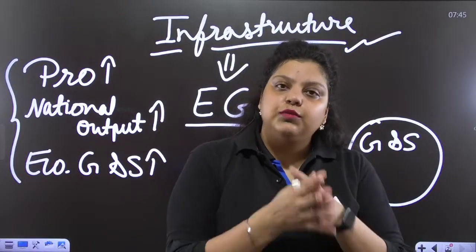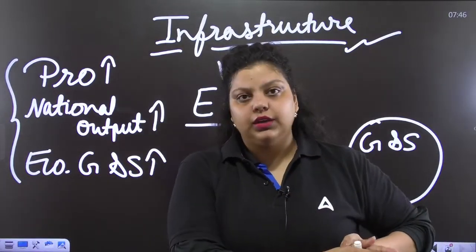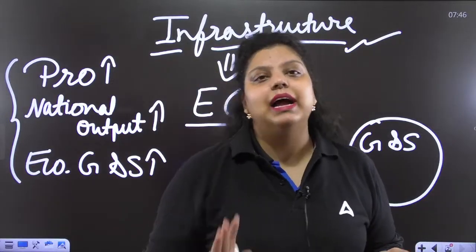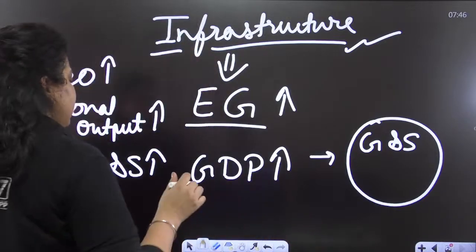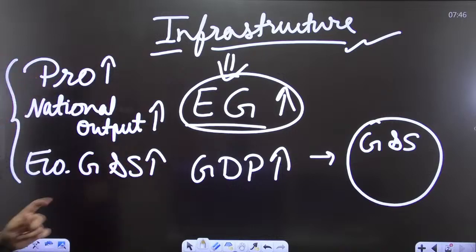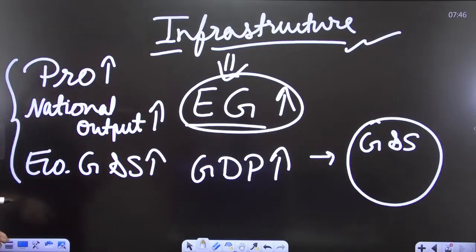So that's why I'm saying, if you want to have growth of the country, you have to have proper infrastructure to make the goods available at the doorsteps of your end user. And that's how infrastructure becomes very important for the growth of the country. Clear? So I hope this is clear to each and every one of you.